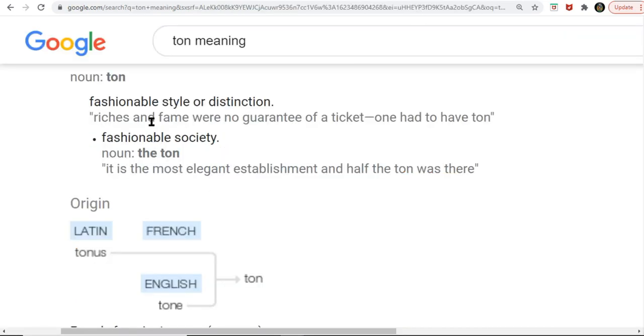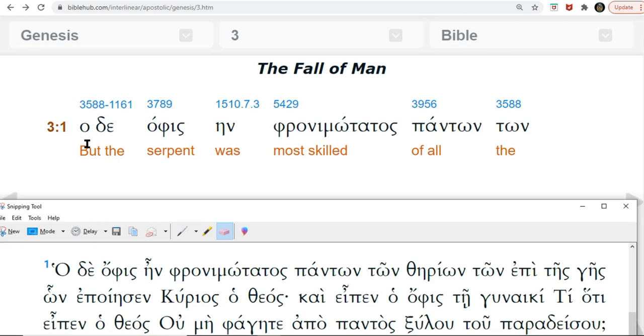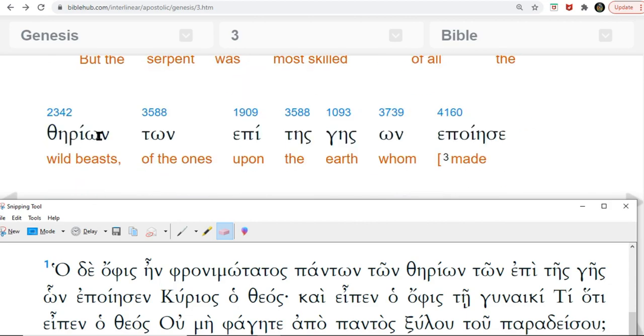And so ton is a word meaning fashionably, style or distinction. It's, hey, put this on, let's put it on. Or the fashionable society, the ton. You tell them they get all dressed up and look like Egyptians. Old Latin, French, English word, ton. And so the ode of is on the friendliest, the chronomotatos, the paint on ton, the paint on fashion, the theory on.